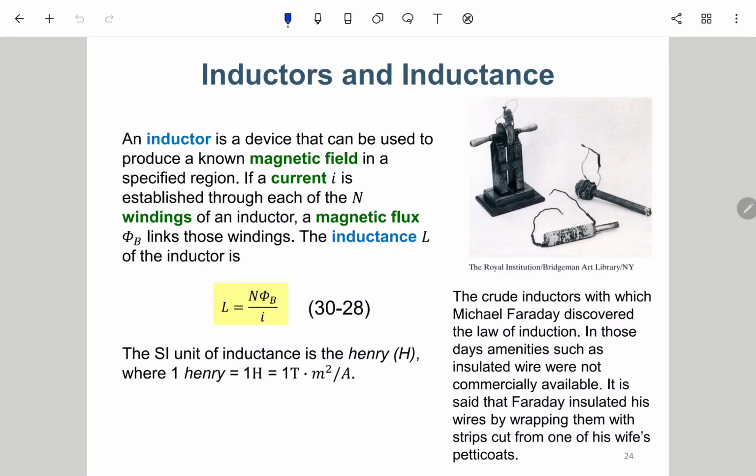Okay, so here we try to introduce the third fundamental circuit component, called the inductor. So actually there are resistor, capacitor, and also inductor here. We have learned resistor in chapter 26, and then capacitor in chapter 25, and here is the inductor, chapter 30. These are the fundamental circuit components.